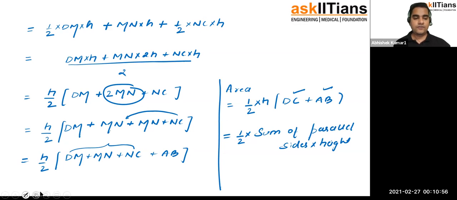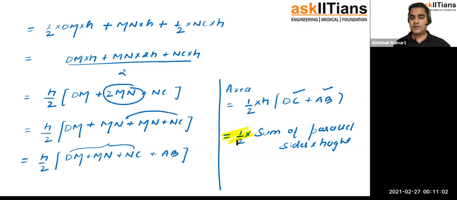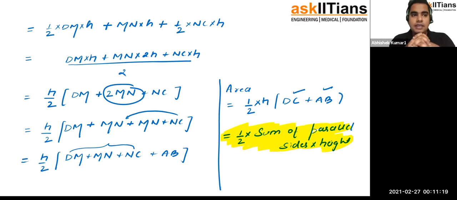I hope it is very clear to all of you. If you still have any doubt in this, you can ask me, guys. This is the formula for the area of any trapezium, and that's how we got it. Because after this we will learn the application of the formula that we studied for the area of rectangle. We will learn the application for the area of square and area of trapezium.